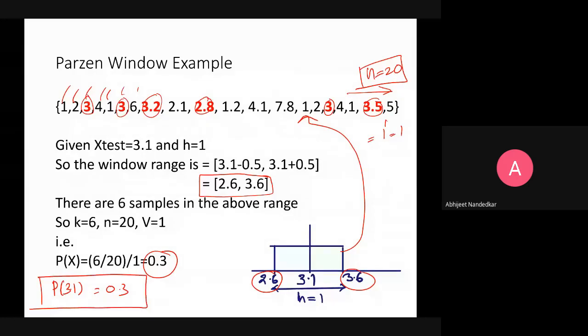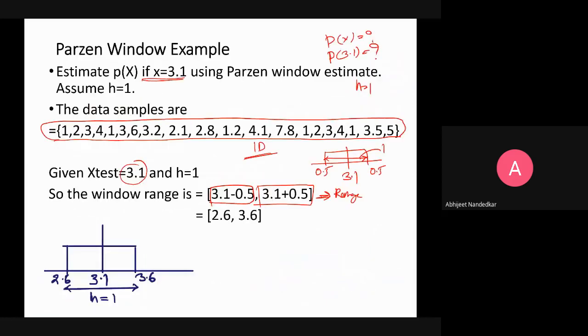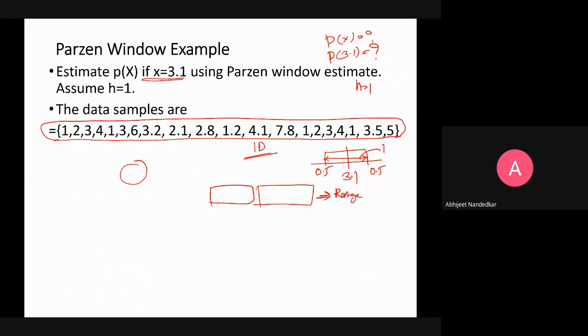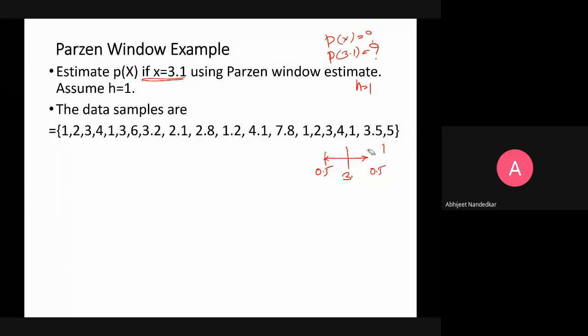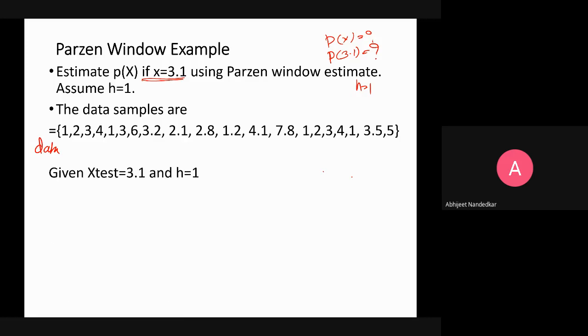So this is a simple thing. I hope you understand the procedure. Just once again, what I have done: this was the list given to you, this is my data. Then h is given to me, that is 1. So 3.1, h is 1. Then you take a range around this 3.1, so 3.1 minus 0.5 and 3.1 plus 0.5.